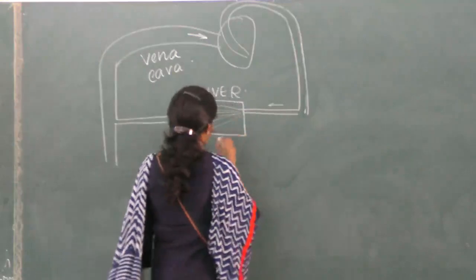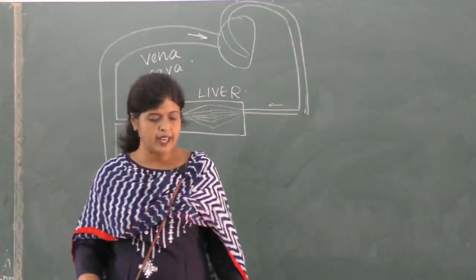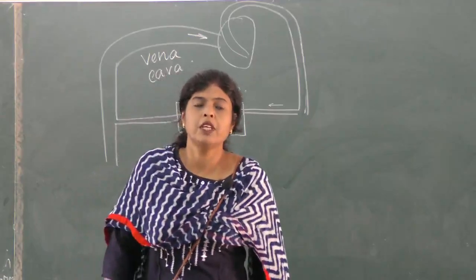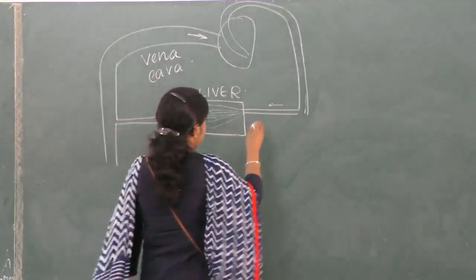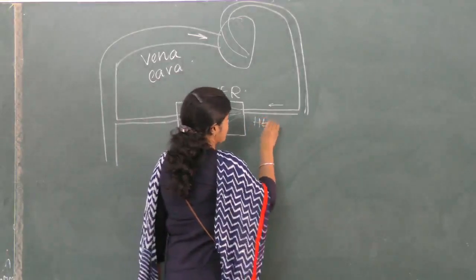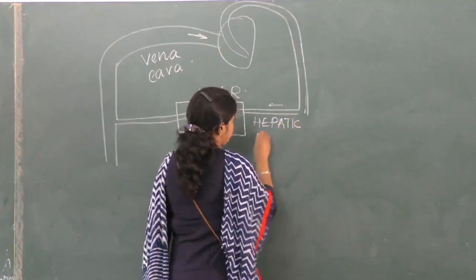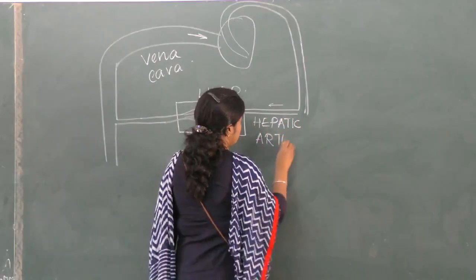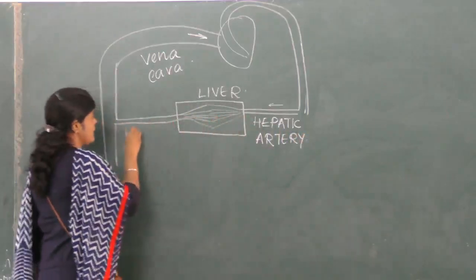What term do we use for liver? In class 9 also we have done this in the digestive system. What term do we use for liver? Hepatic. Okay, so this artery is the hepatic artery. Hepatic artery. Okay, capillaries, and this is the hepatic vein.